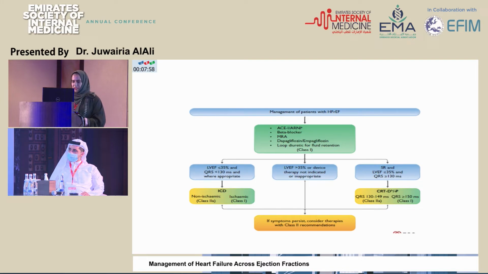So when starting with the therapy, it's important to have the patients on the 4 pillars of heart failure therapy, which is ACE inhibitors or ARNI. ARNI is sacubitril valsartan, beta blockers, MRAs, and an Sglt2 inhibitor, a dapagliflozin or an empagliflozin. And that's regardless of the status, whether the patient is diabetic or not. And then a loop diuretic will be added if there is fluid retention. And this is a class 1 recommendation.